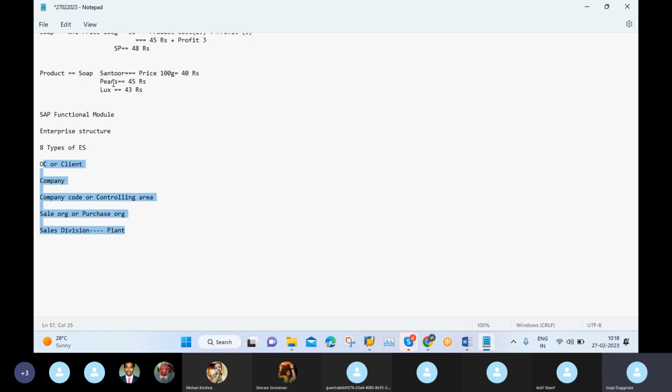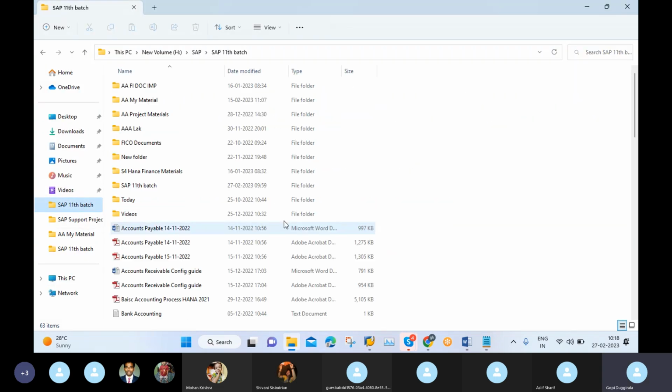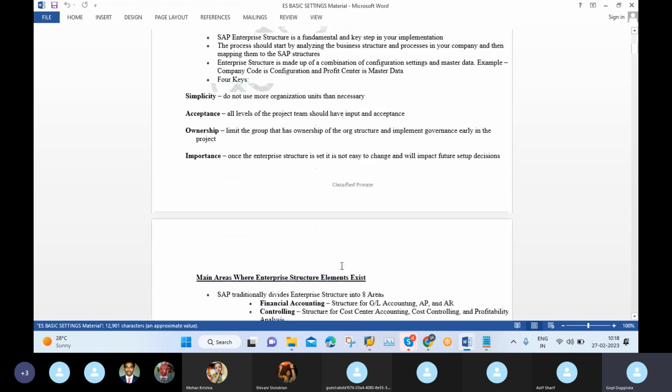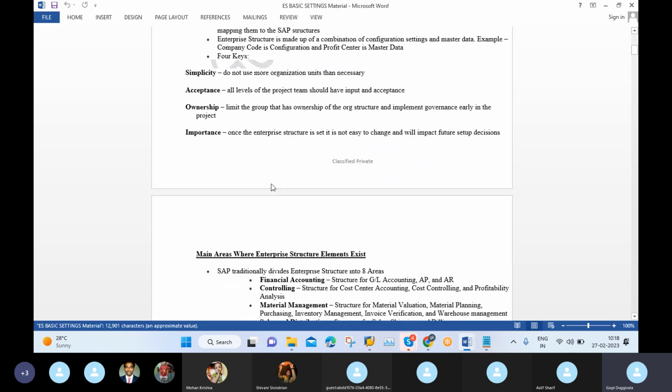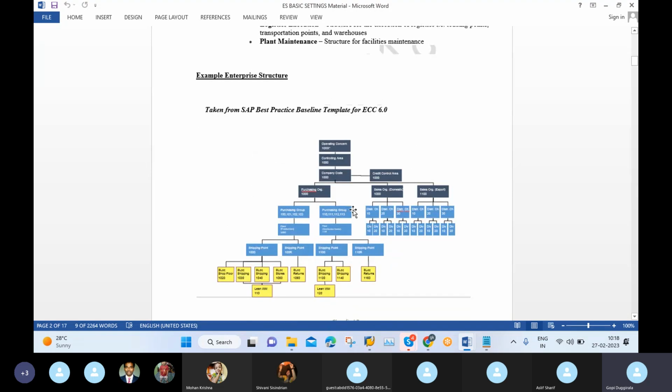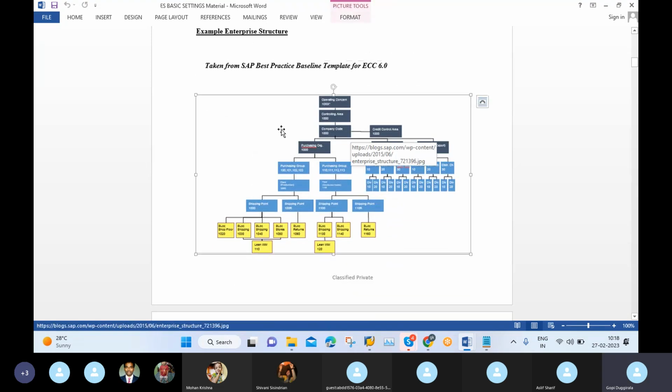Already I explained very clearly in our earlier classes. If you want to see, I will show you the enterprise structure. In this area we even have one diagram. This is our enterprise structure. In this class, I explained very clearly the main areas where enterprise structure exists. In theory also I explained earlier: enterprise financial accounting, controlling, material management, sales and distribution, eight types of enterprise structure. And if you observe this point, this is a very, very important thing.